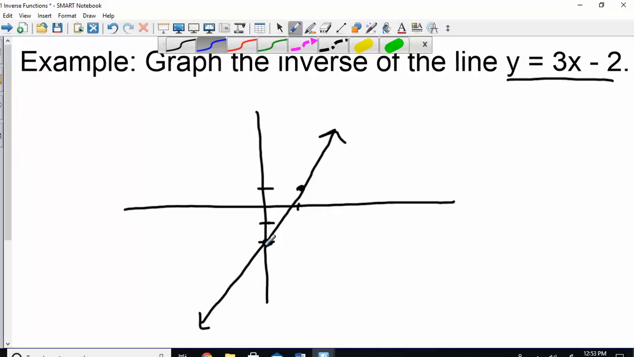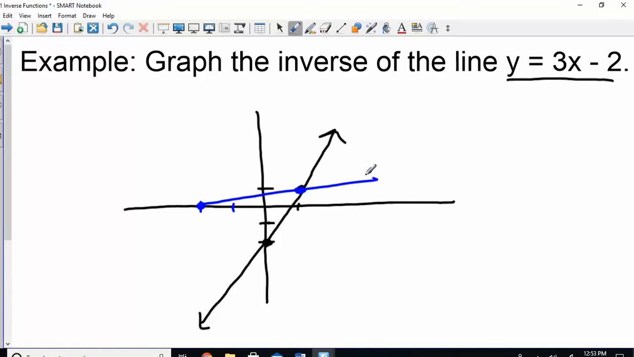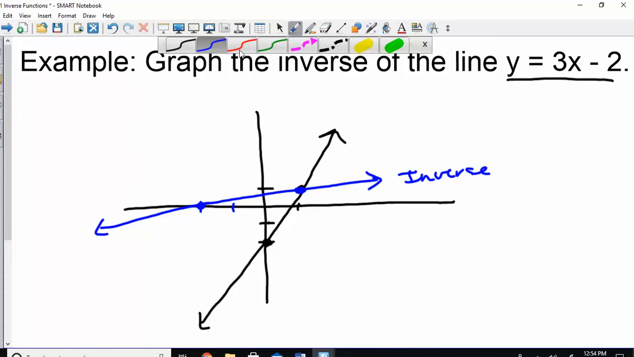This point is 0, -2, so what point would be on my inverse? -2, 0. This is the point 1, 1, so what point would be on my inverse? Still 1, 1. So there's my inverse. I said those things are symmetric across the line y equals x. Y equals x is a line, y-intercept of 0, slope of 1.